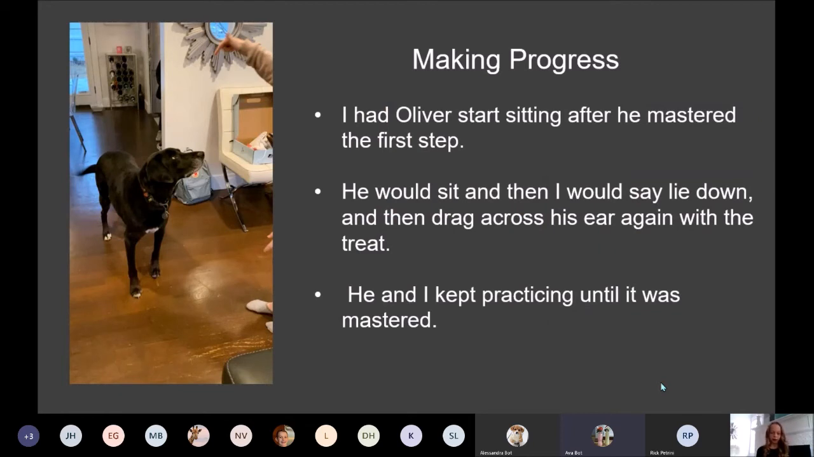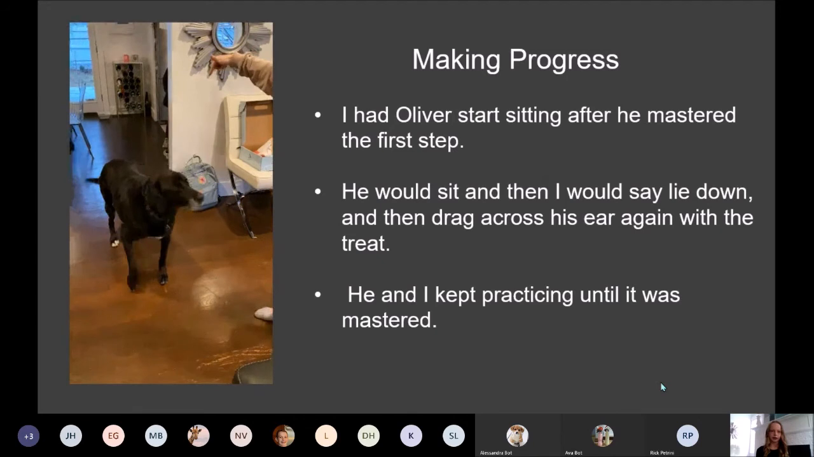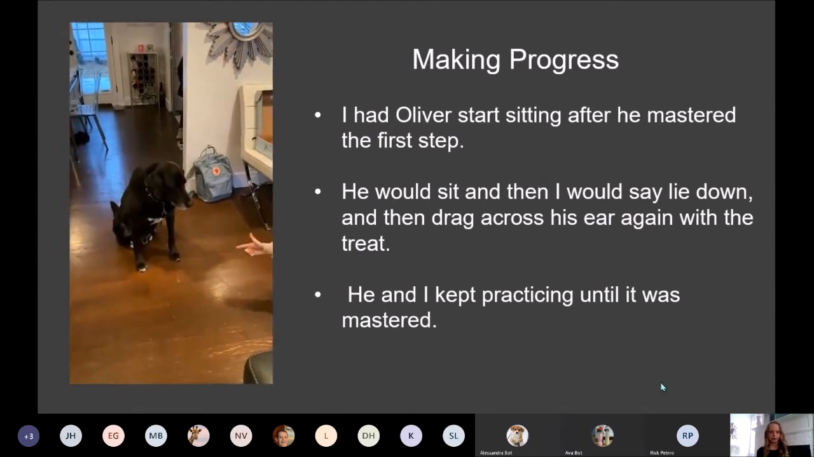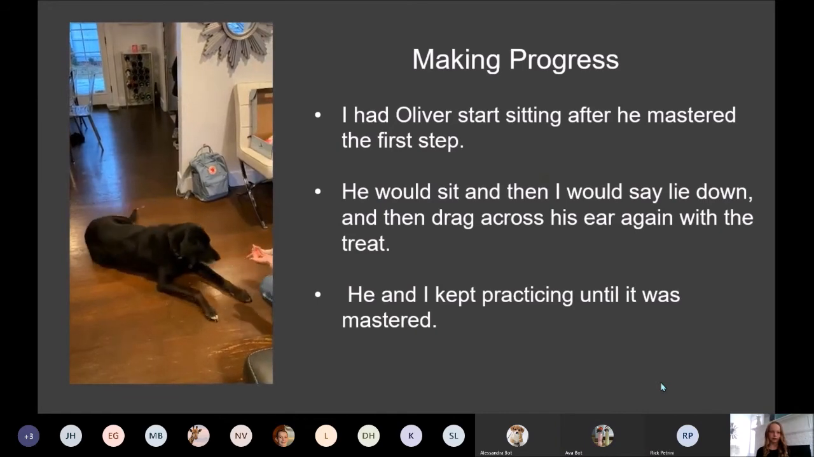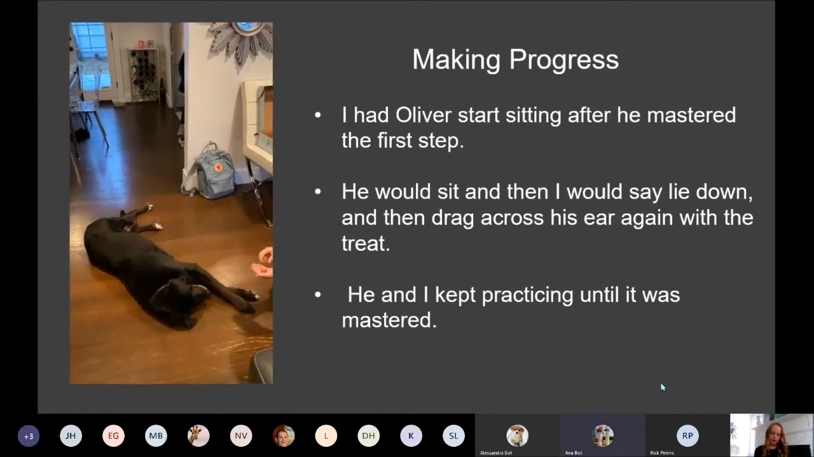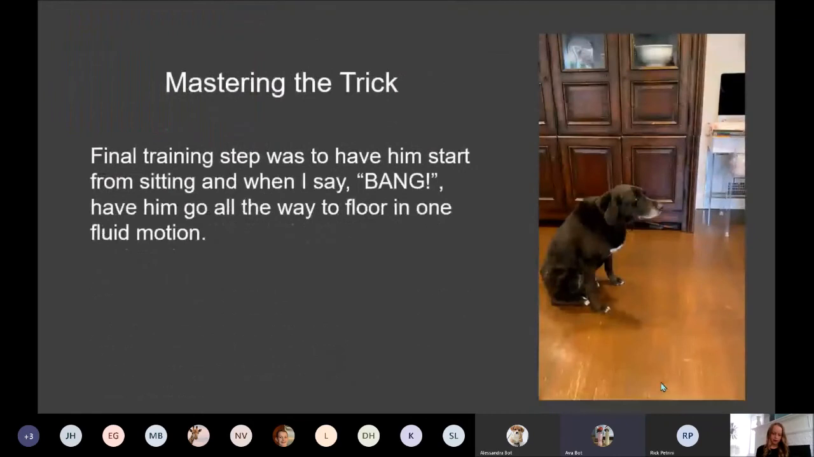We started making progress. I had Oliver sit instead of lying down. Then I would have him lie down and then do the trick, like this. So I tell him to sit, then I tell him to do bang a couple of times, then he goes down and does bang. Oliver kept practicing, and he finally got it when he started sitting, and I said bang, and he would go all the way down in one fluid motion, just like this.